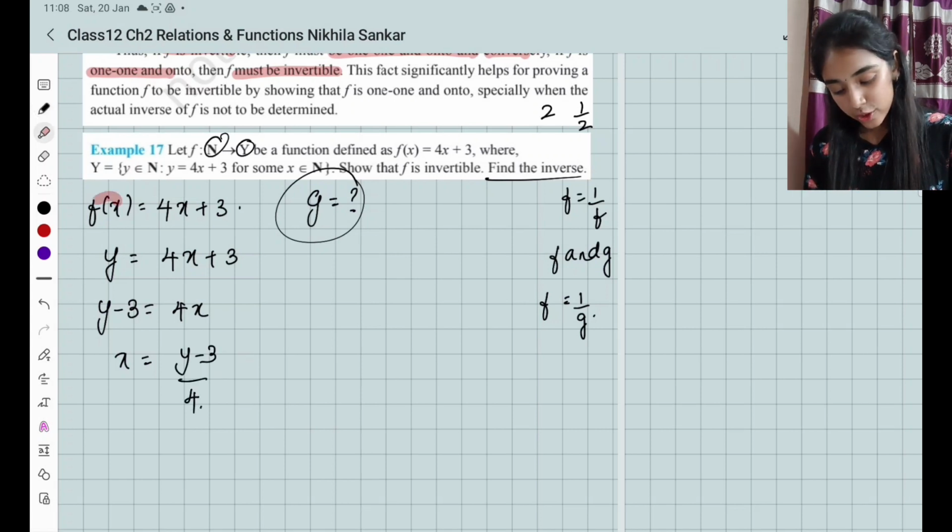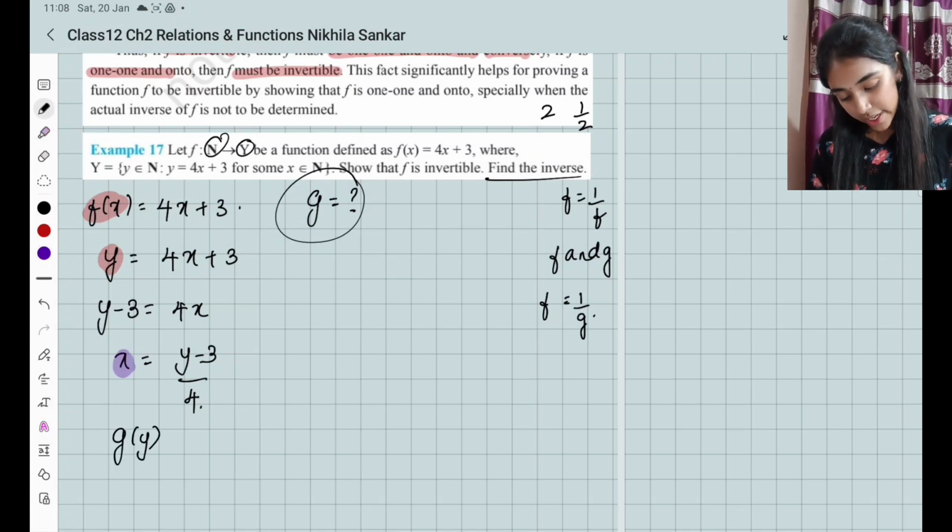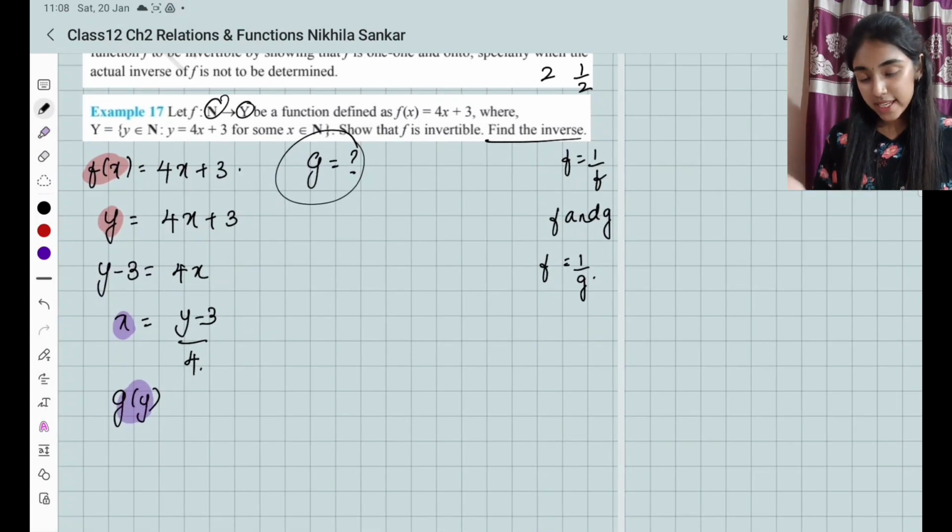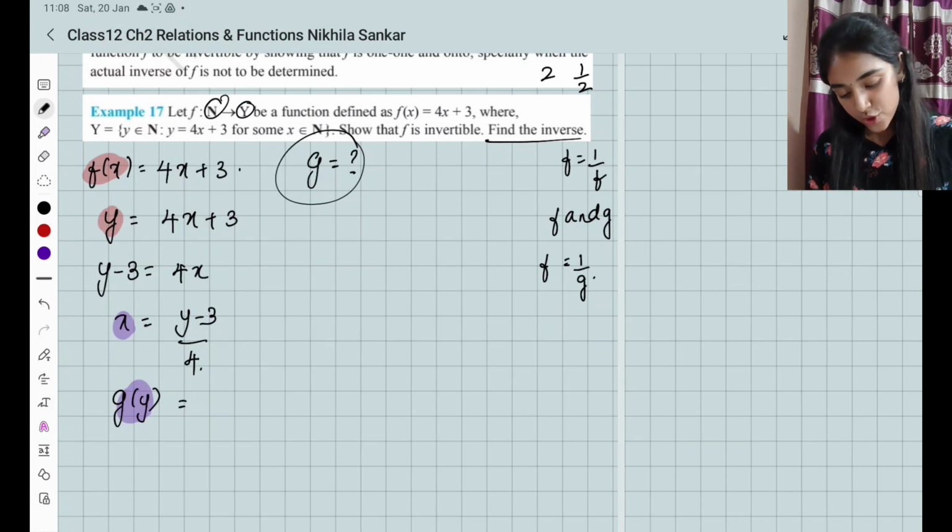So here what should we write? We should write f of x equals y. In the same way here, what are we going to do? We are going to write x is equal to g of y. So you can write x as g of y. Do you understand? f of x equals y means x is equal to g of y. What does that mean? They are inverse of each other. That is what we are proving. So what is g of y? It is going to be y minus 3 divided by 4.